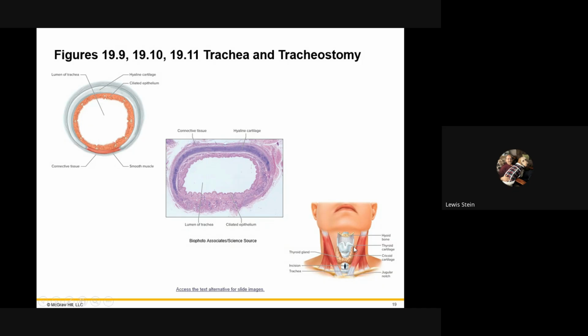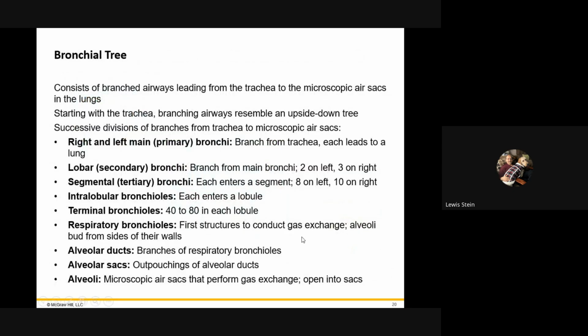You can see the location here. Here's what I was just telling you. And it just keeps making these successive divisions from main, primary, lobar, secondary, segmental, tertiary, and then smaller and smaller. When it finally gets to these tiny lobules, these little subsegments, as I said, you can see 8 on the left and 10 on the right. There are different numbers with different authors. The terminal bronchioles are very, very tiny, and they open up into respiratory bronchioles. The terminal bronchiole is the end of the conductive system. The respiratory bronchioles are where they first conduct gas exchange. How do we know we're there?